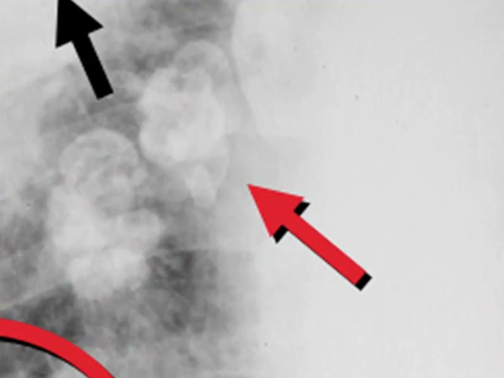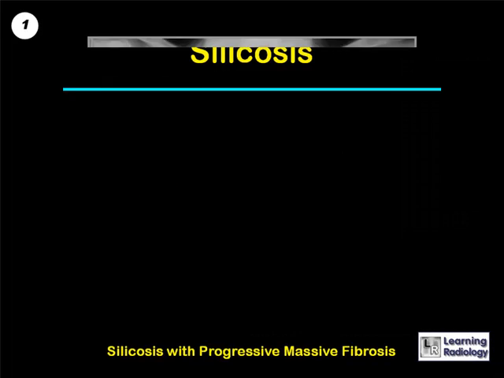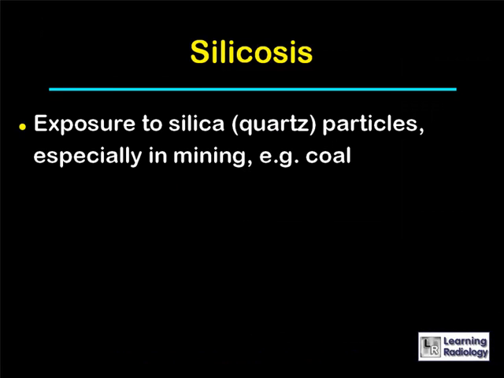The red arrow is pointing to peripheral calcification of hilar lymph nodes, which is called eggshell calcification and is seen primarily in silicosis and sometimes in sarcoidosis. And inside the red circle, you can see some of the small silicotic nodules at the base of the lung. Silicosis is due to exposure to silica or quartz particles, especially in mining, for example, in coal mining.